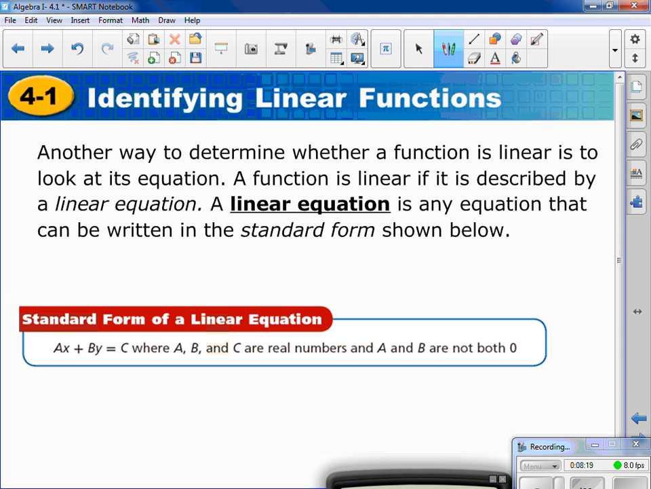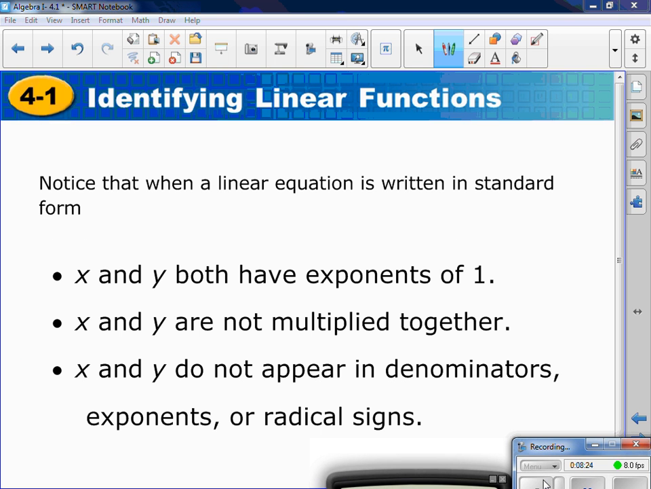When a linear equation is written in standard form, x and y have to have exponents of 1. If it's an exponent of 1, we don't write an exponent. It's sort of like if we write x, what number's in front? 1, but we don't write 1x, we just write x.